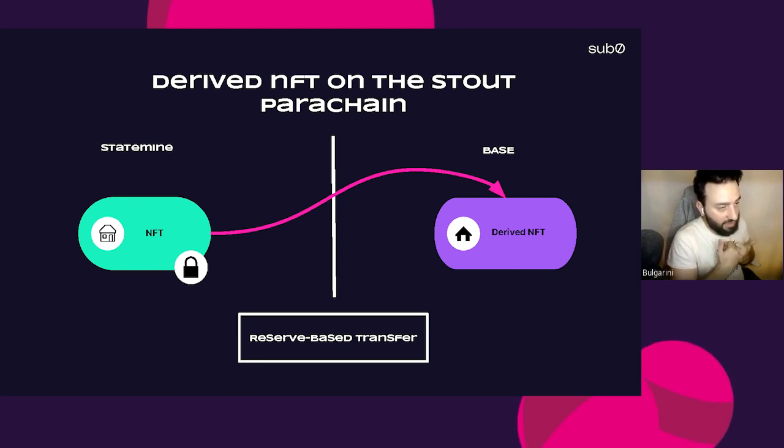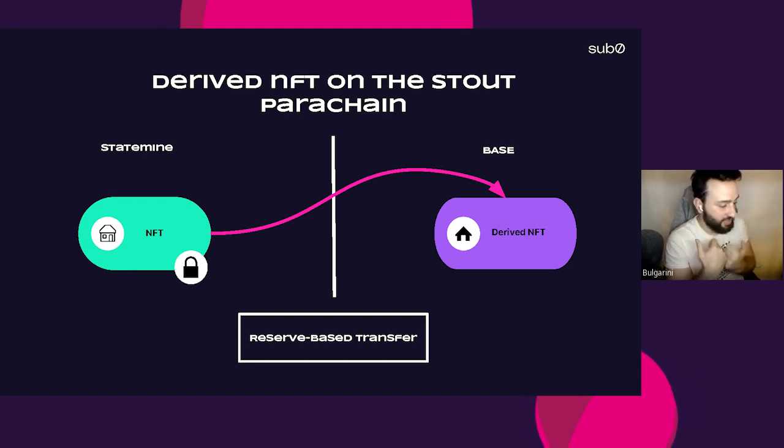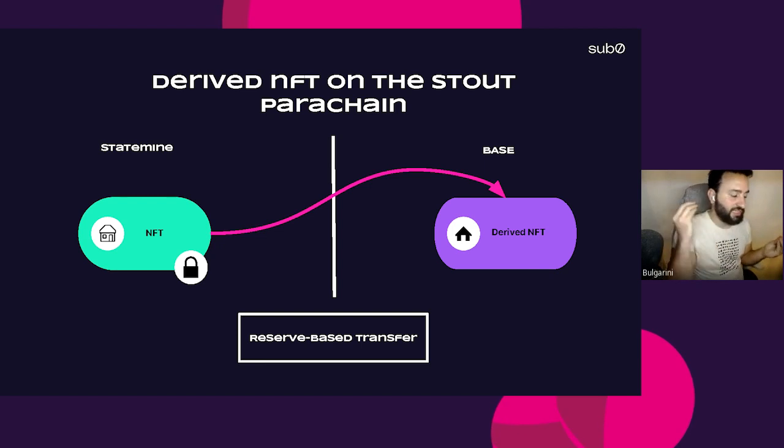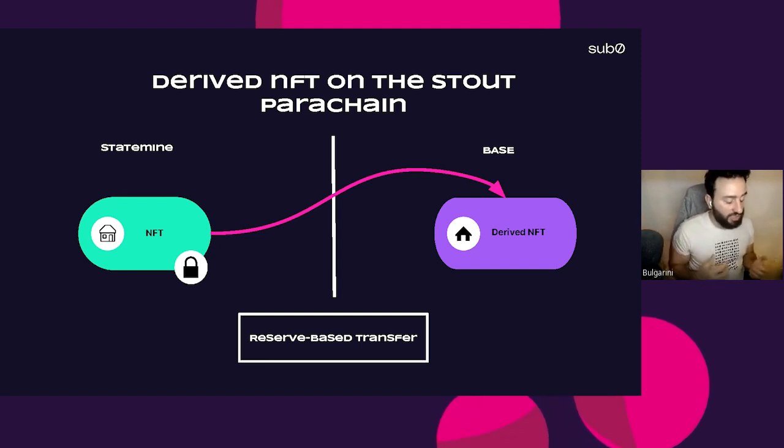So this is basically how cross-chain transfer works in general in the blockchain industry. When you send something in a cross-chain transaction, in general terms, it is locking the asset on the origin, and it is minting a derived or wrapped representation of the asset on the destination. In XCM terms, this is called a reserve-based transfer.